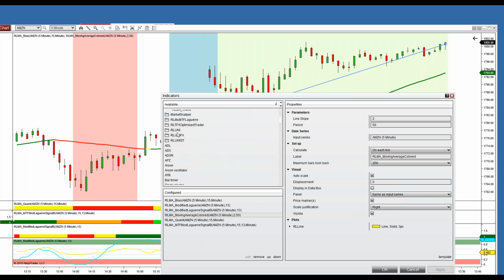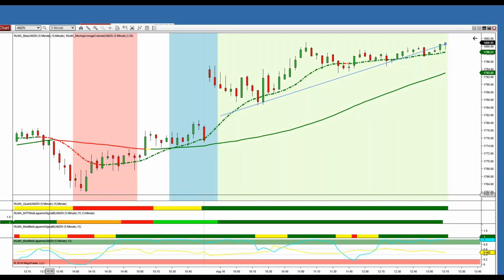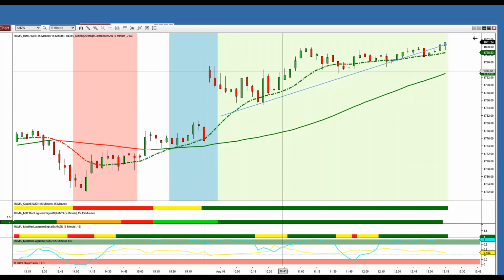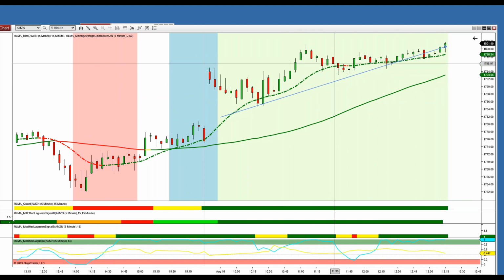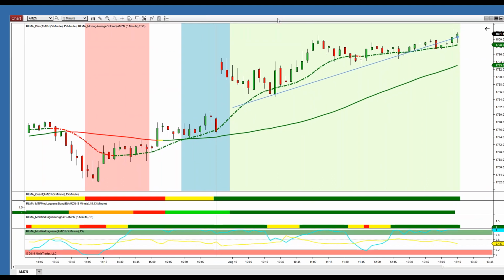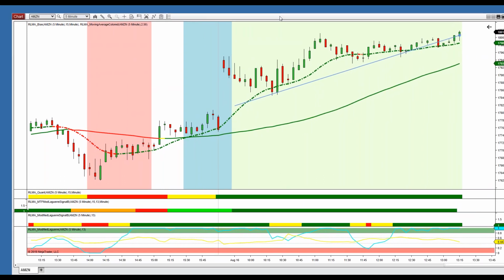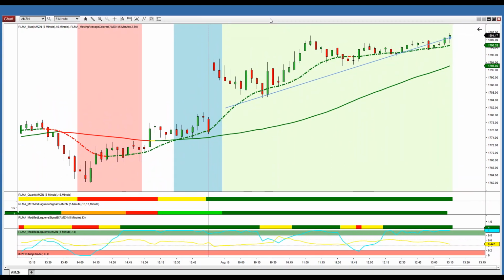Let me find it here. And there's a trend line. This is a 15 period. So you're going to get terrific entries and terrific trades. And the analyzer is always going to point you in the correct direction to trade.